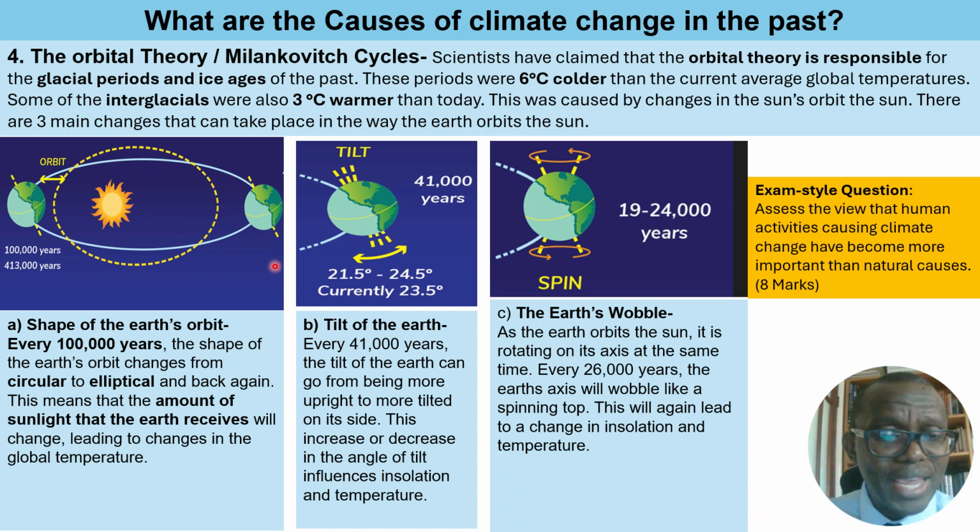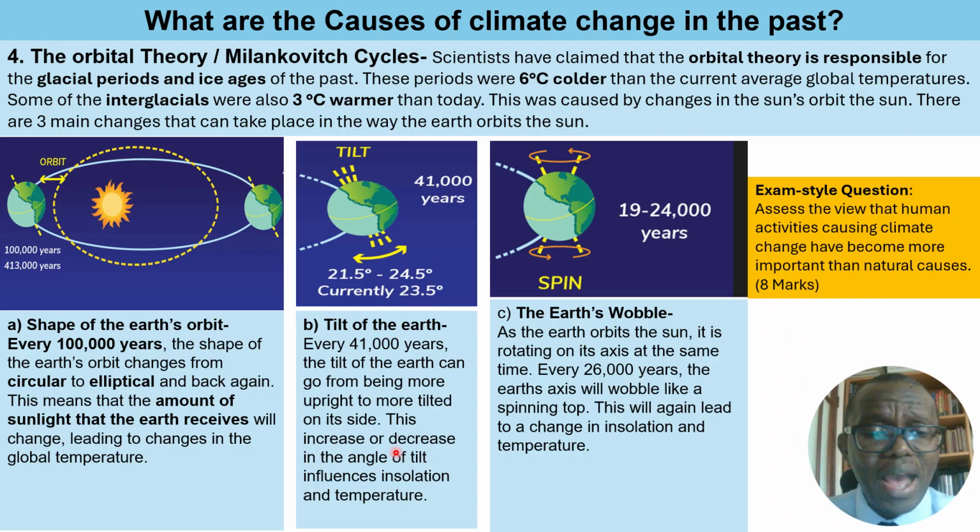Okay, and then the second change that can take place in the orbit of the Earth around the sun is the tilt of the Earth. Now, every 41,000 years, the tilt of the Earth can go from being upright or more upright to more tilted. So if it's upright, obviously it's not tilted a lot more to its side, it's a little more upright.